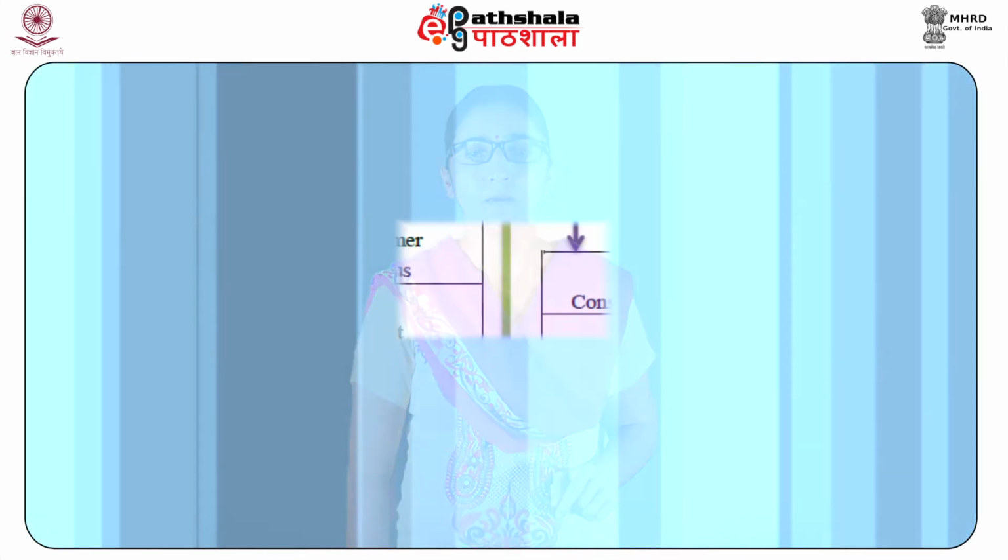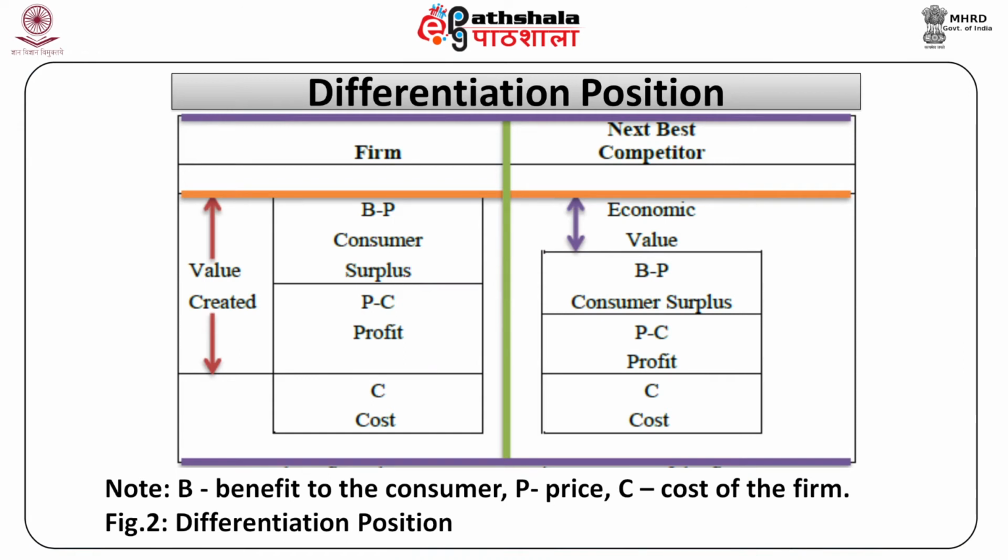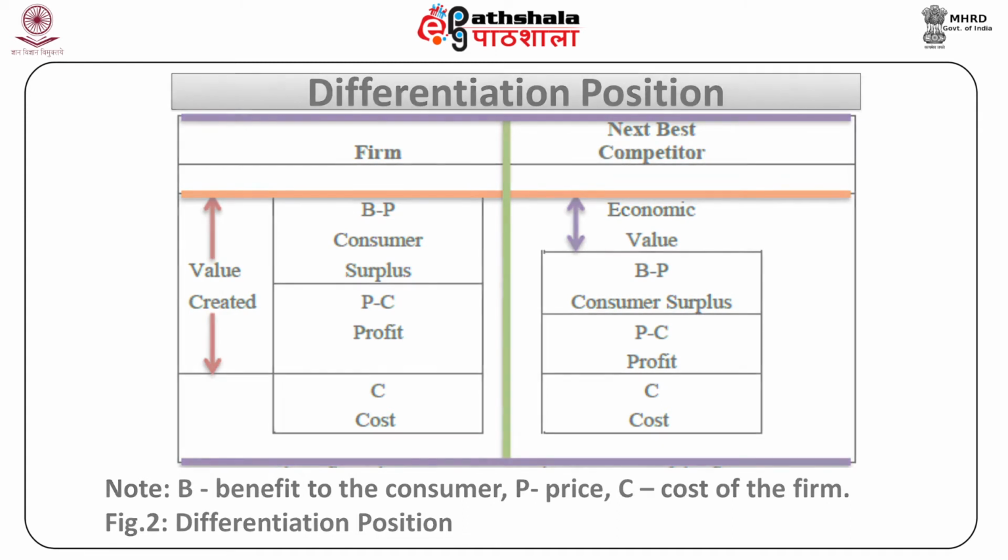Differentiation position. In this case, cost remaining the same, the profit for the firm relative to its competitor is higher. The firm also creates more benefit for the consumer and for the society relative to its competitor with the help of differentiation position. The differentiation position is explained in figure 2. The figure shows that the firm has created value for the consumer through differentiation positioning because the consumer surplus is higher in the case of the firm than its next best competitor.